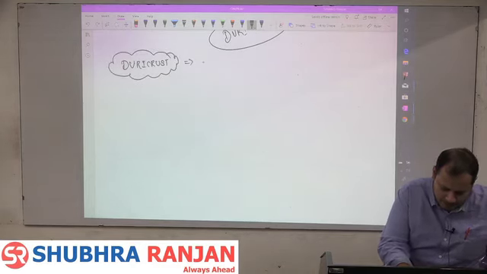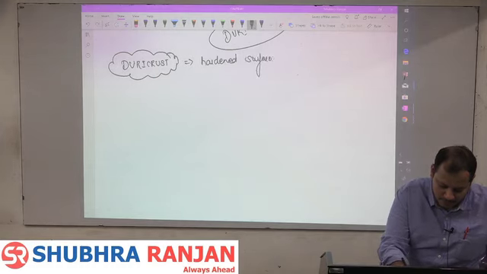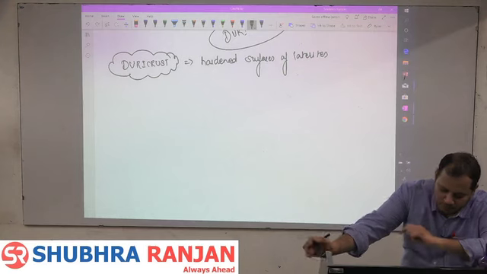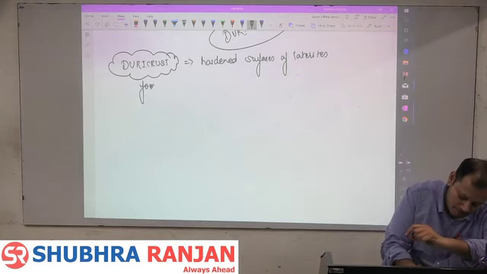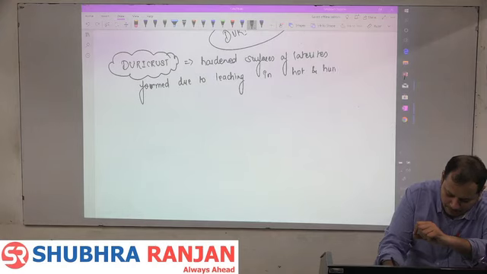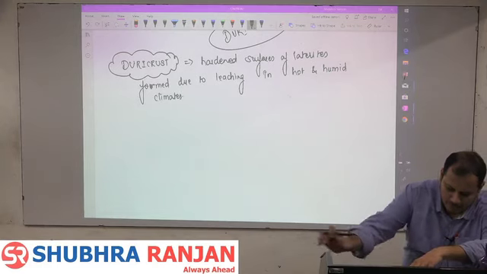These are hardened surfaces of laterites, formed due to leaching in hot and humid climatic conditions.